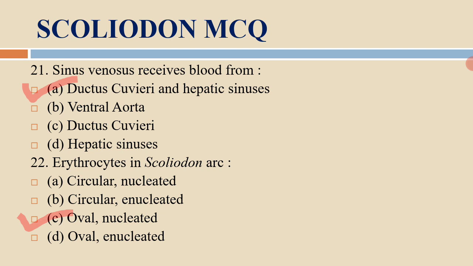Then, erythrocytes in Scoliodon, that is RBCs, are oval and nucleated. So the structure of RBCs or erythrocytes is oval, and these erythrocytes are nucleated. We know that in human beings, RBCs do not have a nucleus, that is, they are enucleated, but in Scoliodon the erythrocytes are nucleated.